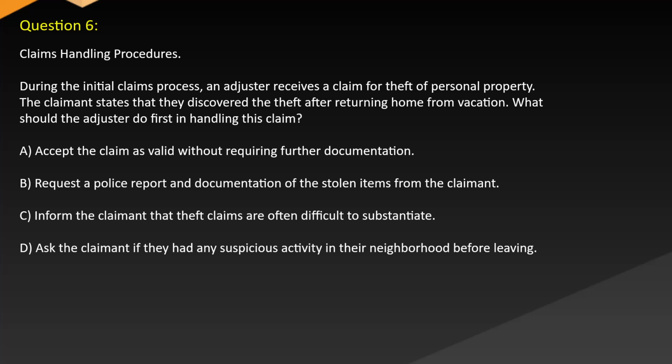Question 6. Claims handling procedures. During the initial claims process, an adjuster receives a claim for theft of personal property. The claimant states that they discovered the theft after returning home from vacation. What should the adjuster do first in handling this claim?